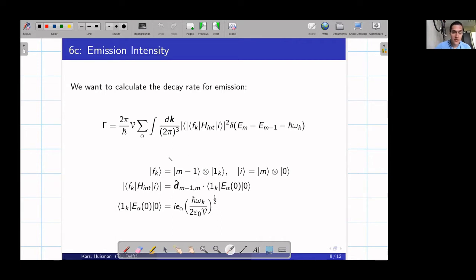Well, for emission, you have that the final state energy is this m minus 1, and you have 1 photon created. And the initial state is just m and no photon. All right, so we need to calculate these expectation values here.